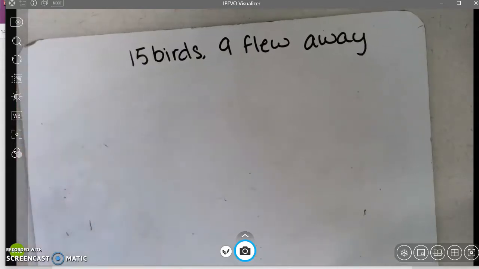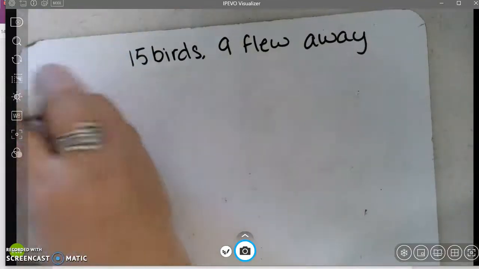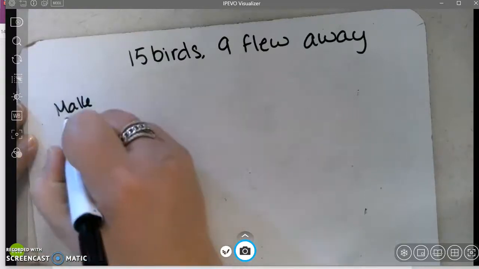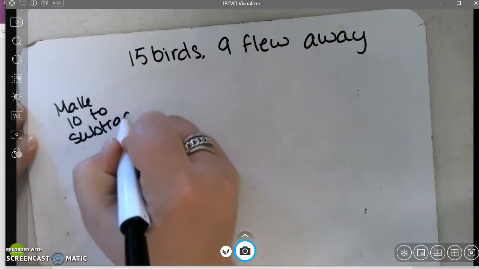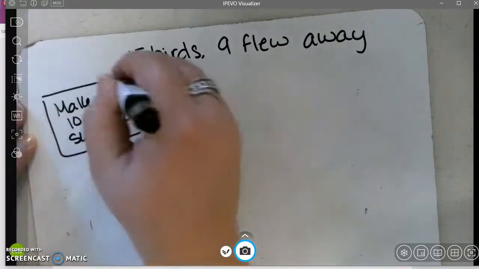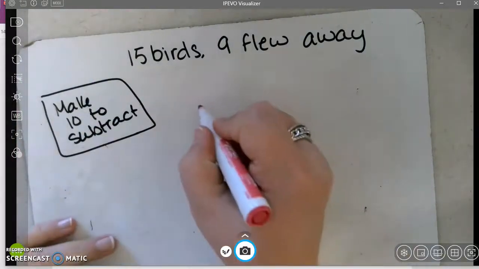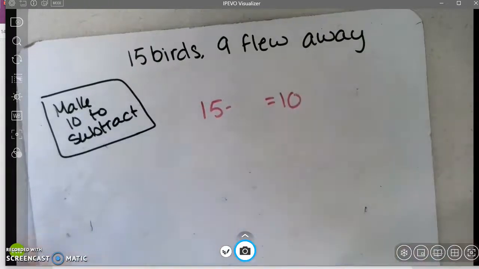So the first way that we learned was to make a 10, right? Make 10 to subtract. So let's try that. 15 minus something equals 10. What does 15 minus what equals 10? 5, right?